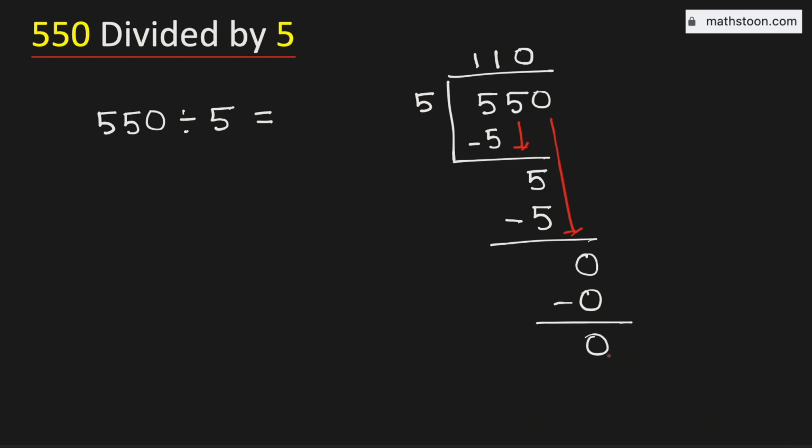As we have obtained the number 0 and there is no number to bring down here, so we will stop. Therefore, 550 divided by 5 is equal to 110, and this is our final answer.